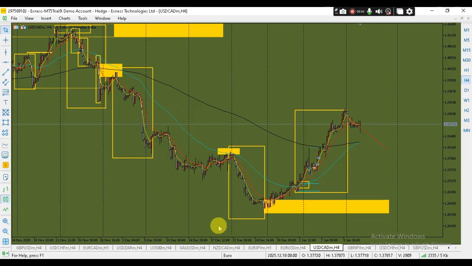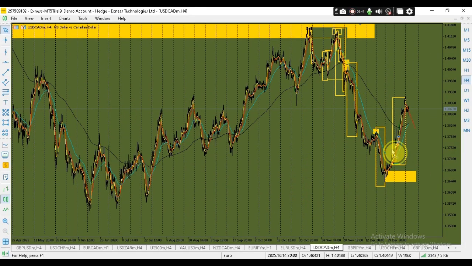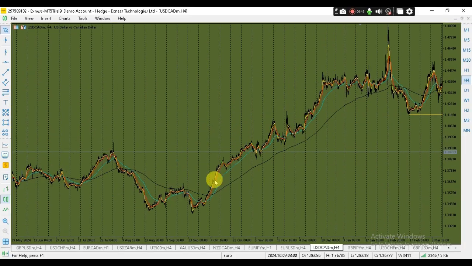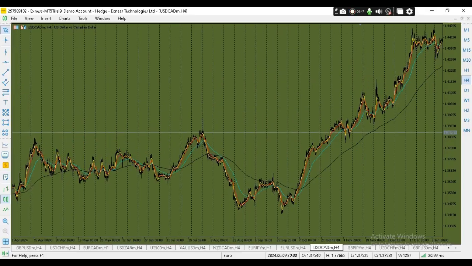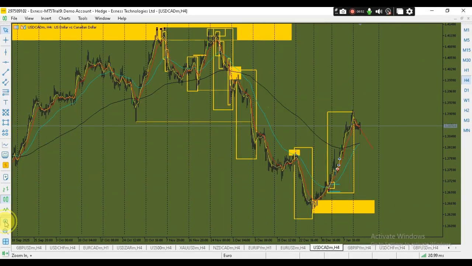So yeah, guys, thank you. In terms of this one, it passes 100%. USDCAD indeed does follow the BTI, the market maker cycle. Indeed, it does work in terms of USDCAD, so 100% certification.